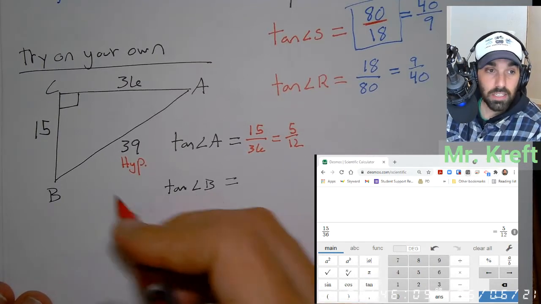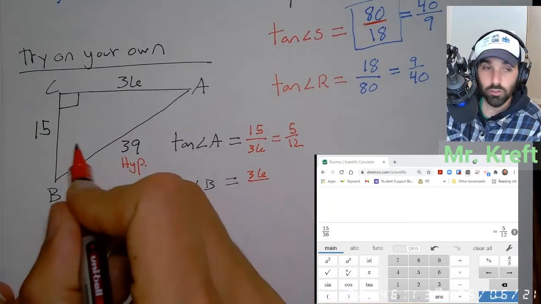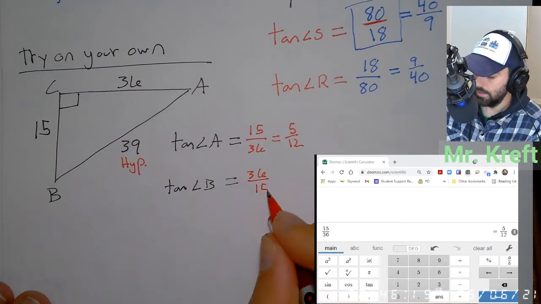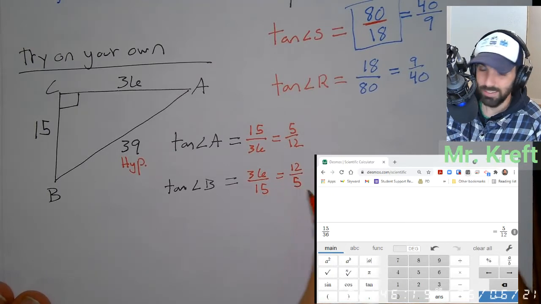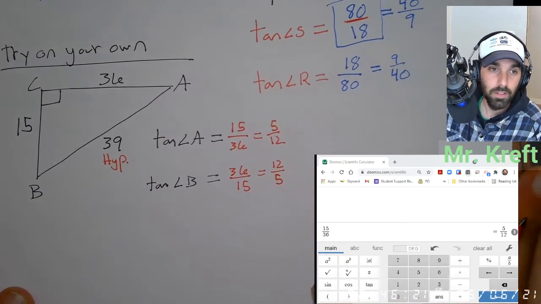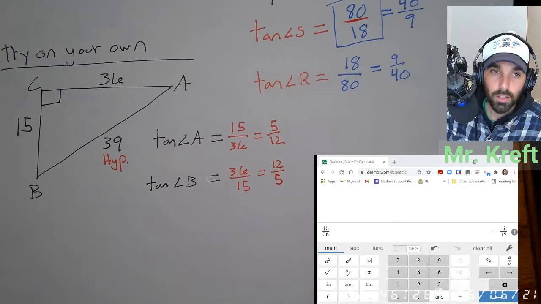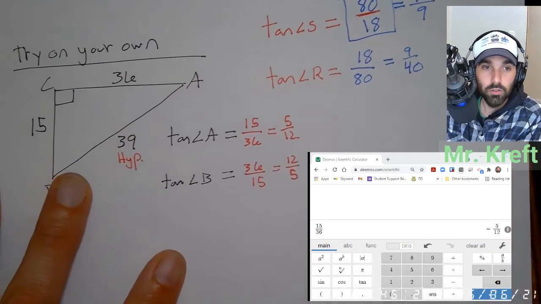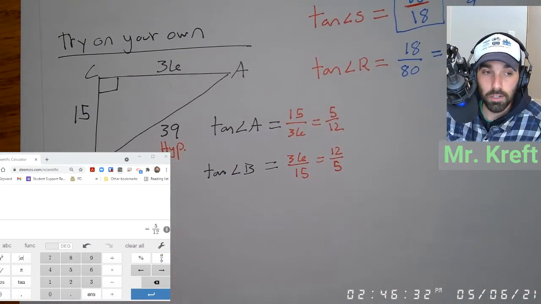Tangent of B would be opposite now is 36 and adjacent now is 15. And since I've already reduced this one, I know it's going to be 12/5, right? It's the same numbers. Does anybody have questions about that before we move into solving and using the function format? So this was just, can we set up the ratio? Does anybody have questions or comments or concerns?